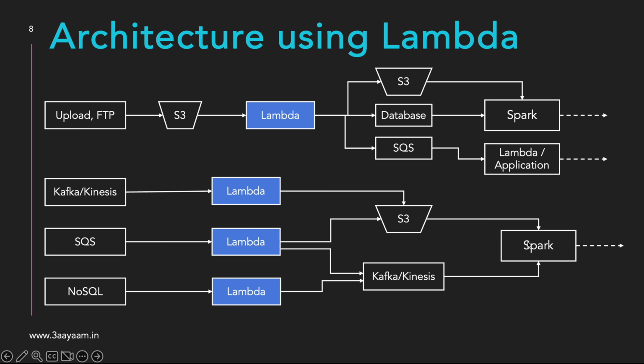If it reads from S3, it would be batch processing. If Spark reads from Kafka, it would be stream processing, which you already know by now. So that's all I wanted to discuss about Lambda and the role of Lambda in the data engineering pipeline.